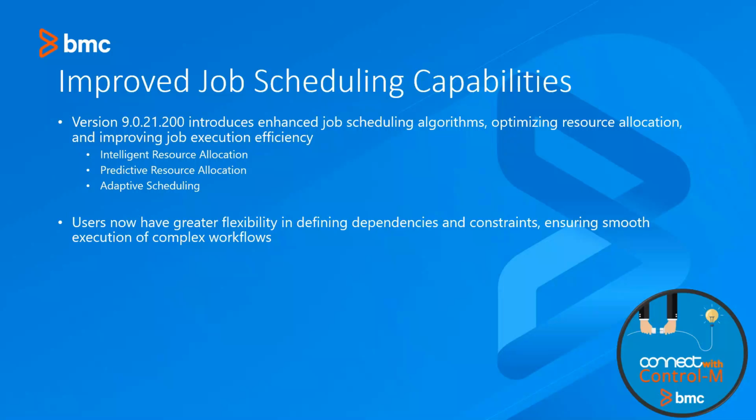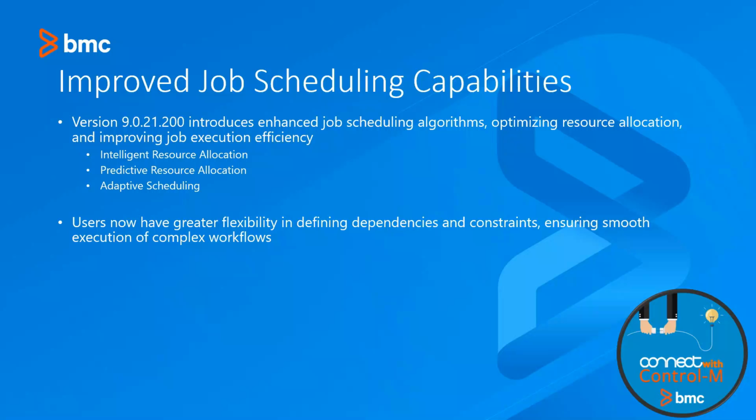Another notable feature introduced into Control M version 9.0.21.200 is adaptive scheduling. This capability enables Control M to dynamically adjust scheduling decisions in real time based on changing workload conditions and system dynamics. Users now have greater flexibility in defining dependencies and constraints, ensuring smooth execution of complex workflows.